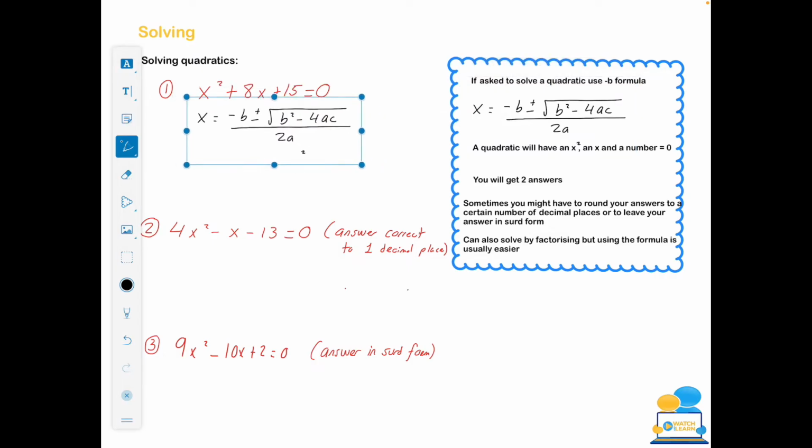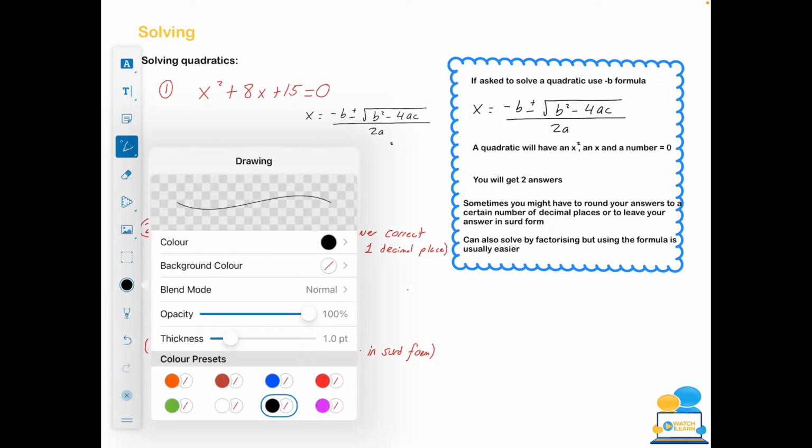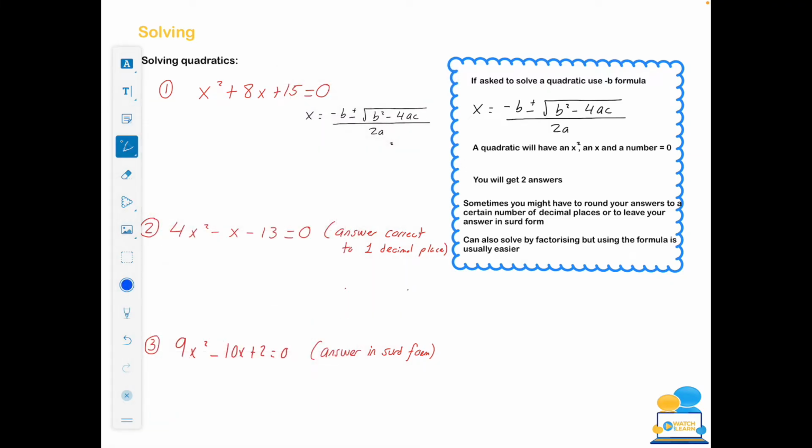So, say you're given this question 1, x squared plus 8x plus 15 is equal to 0. You see it's a quadratic. The first thing you write in is your minus b formula. Okay, so then you've shown the examiner you know what formula to use. Then we're going to mark in our a, b, and c.